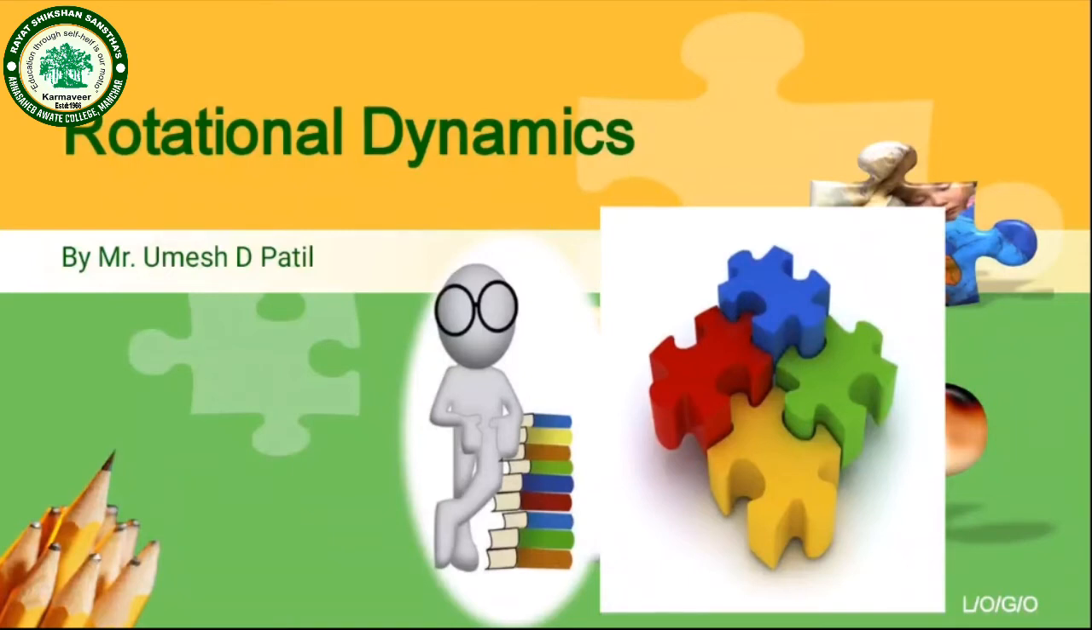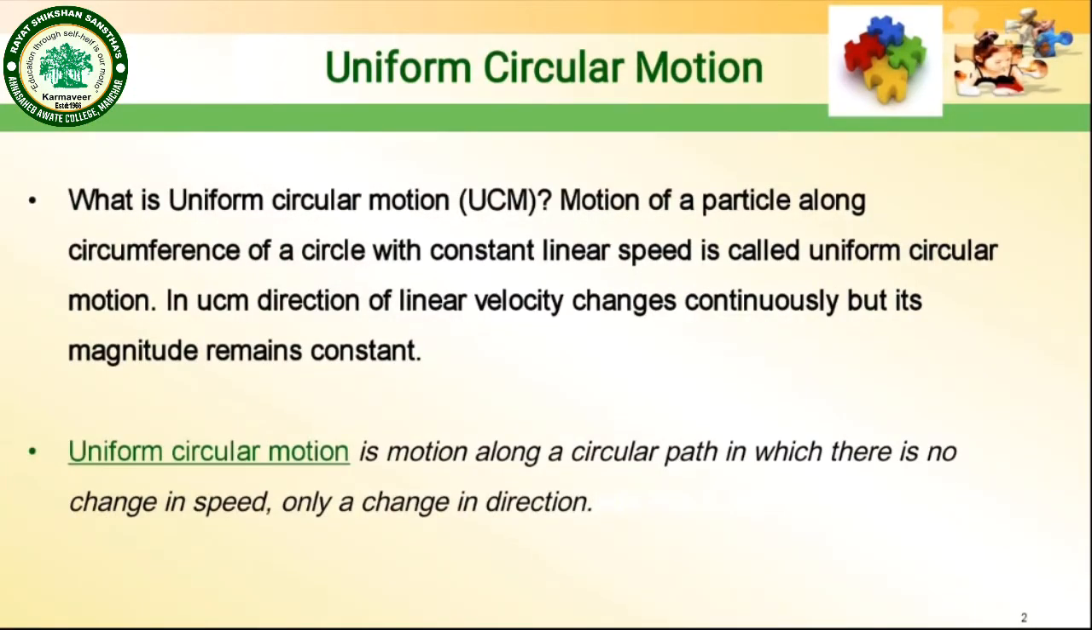Hello students, in the last lecture we have seen what is circular motion, radius vector, angular displacement, angular velocity, angular acceleration and uniform circular motion. Today we are going to see uniform circular motion from a broader perspective. So here we are with the definition of uniform circular motion.